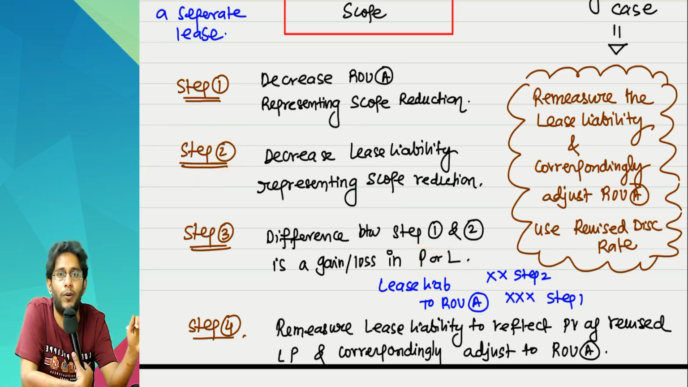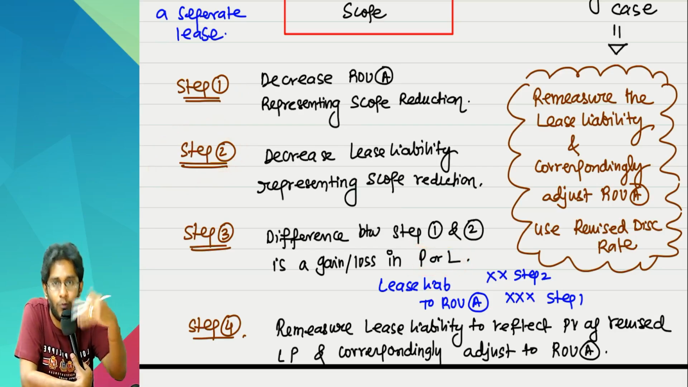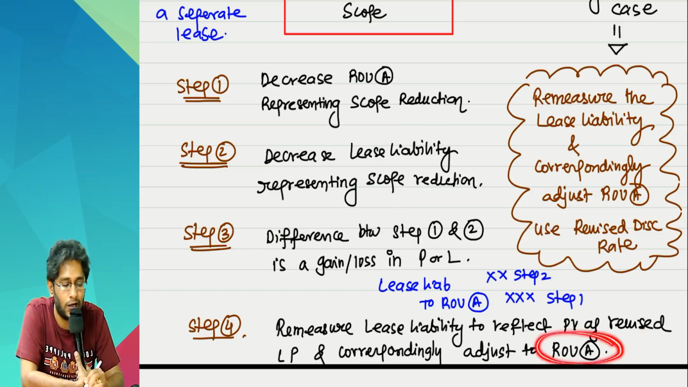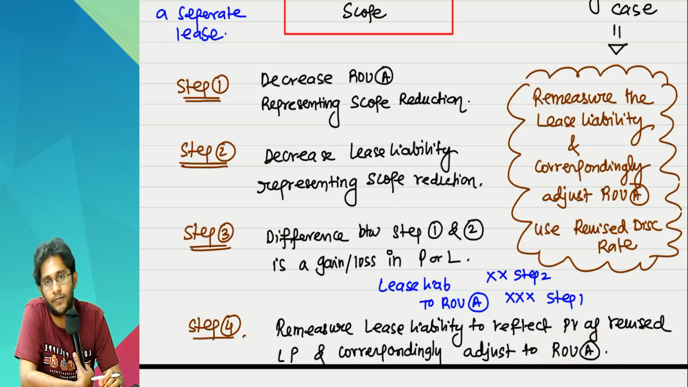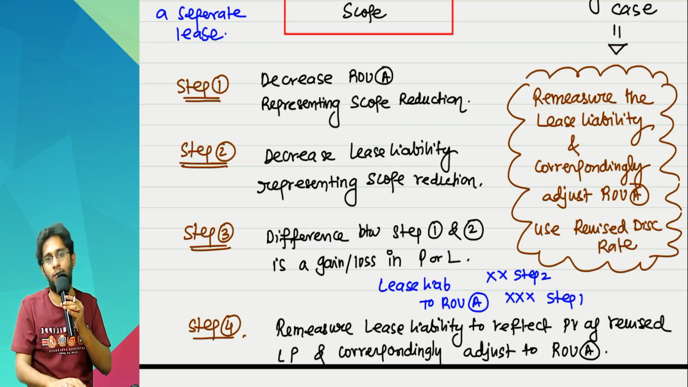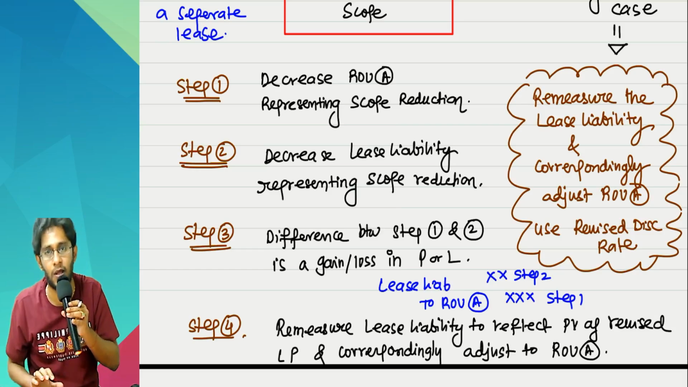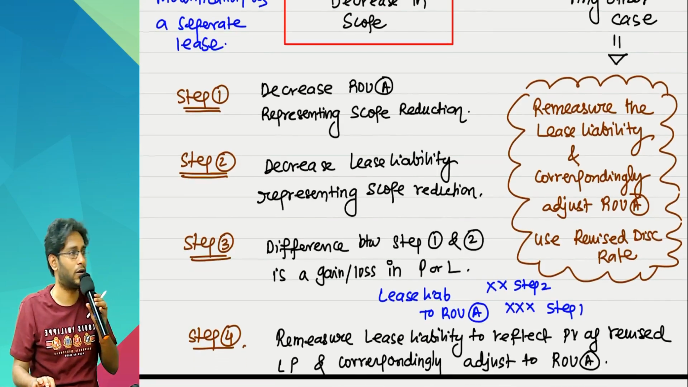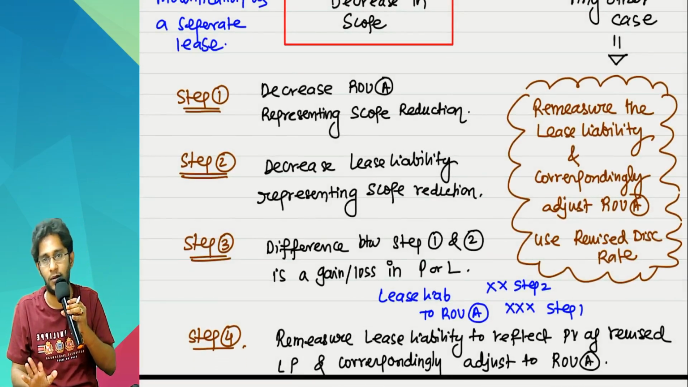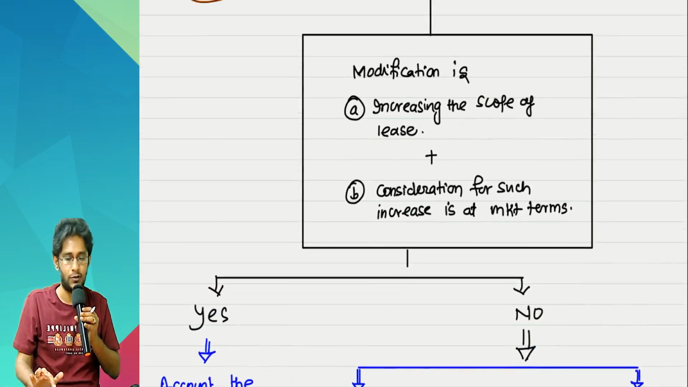Once you do the scope reduction part correctly, now remeasurement comes separately. That has to be done by correspondingly impacting the ROU asset. When you do the numbers, you will get more control on what I am trying to say. But roughly, at least if you are able to understand, job is done. So overall modification scope is only this much, sir.